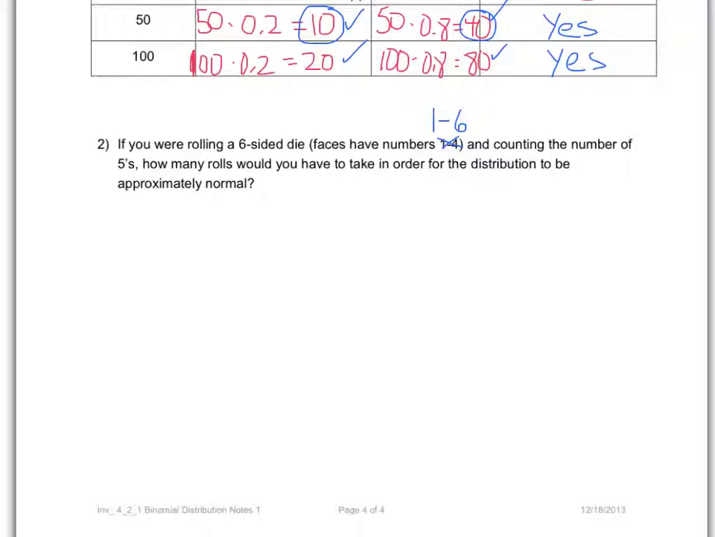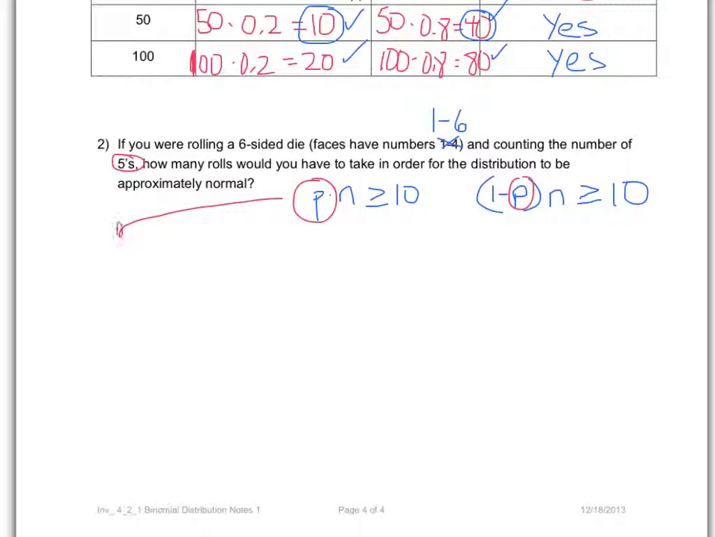Well, remember with the rule of 10, we need the probability of success times the number of trials to be greater than or equal to 10. We also need 1 minus the probability of success, which means the probability of failure, times n, to also be greater than or equal to 10. So let's first calculate the probability of success, because we're going to need that for both of these. Well, we're looking for the number of times we roll a 5. The 5 is what we're after here as our target, our success. So the probability of rolling a 5 would be 1 out of 6.